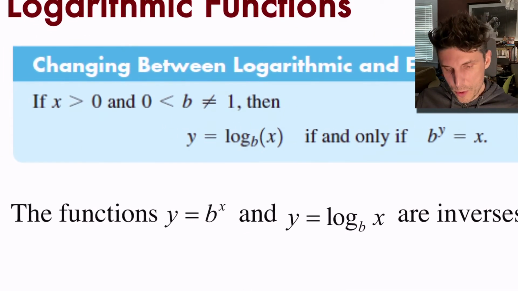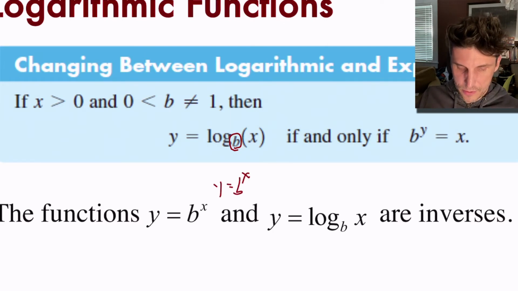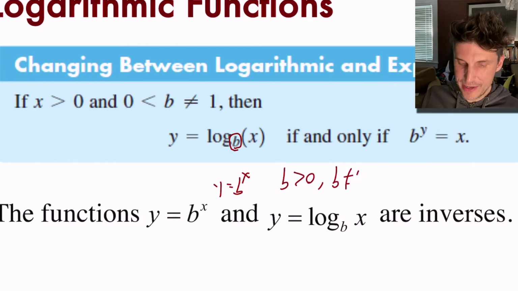Now, one thing worth noting: the base here, this b, abides by the same rules as an exponential function. So if I have y equals b to the x, we know that the base is greater than 0, and the base does not equal 1. Those are the rules. This is the exact same base here, so you have to acknowledge that. Most likely it's not going to come up anyway, but those are the rules.